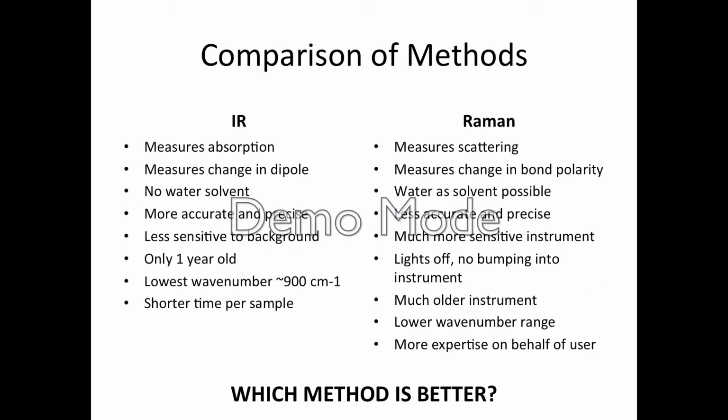And so when we're looking at the comparison of methods, the difference between IR and Raman is that IR is measuring absorption, and it's measuring a change in the dipole moment of various bonds in the molecule. Whereas on the other hand, the Raman instrument is measuring scattering, and it's measuring the change in bond polarizability. IR, unfortunately, you can't easily use aqueous solutions in IR, so we had to use an ATR in order to use water as the solvent, whereas with Raman, the sample preparation is a lot easier.